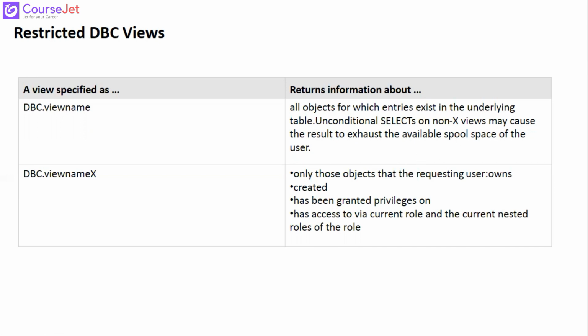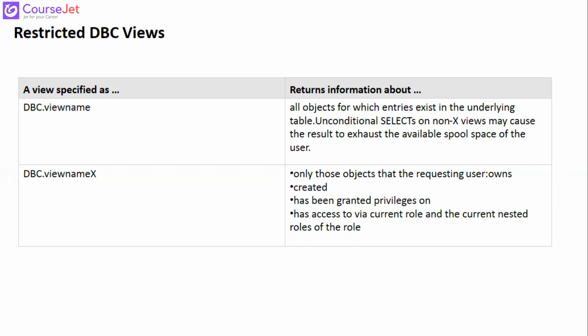But if you run DBC view name X, if you have the access, it might restrict some data, like only the data which you ran or something like that. So the data will be restricted. Not all the underlying data will be shown to you.